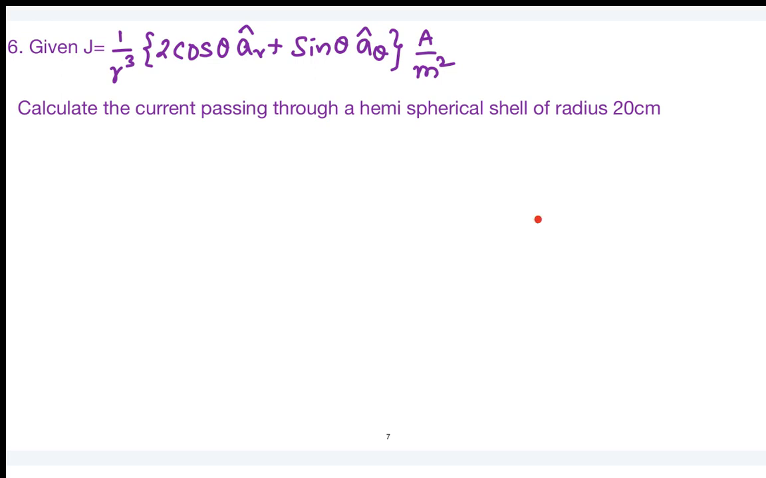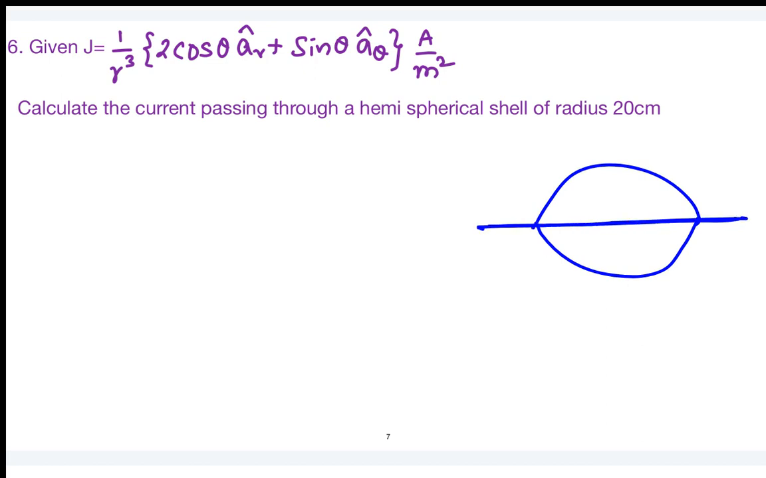See, when you have a complete sphere, something like this, spherical shell means it is cut something like this horizontally. So this particular part is nothing but your hemisphere. So consider your hemisphere. What is the value of R here right now? He has given R as 20 centimeter.